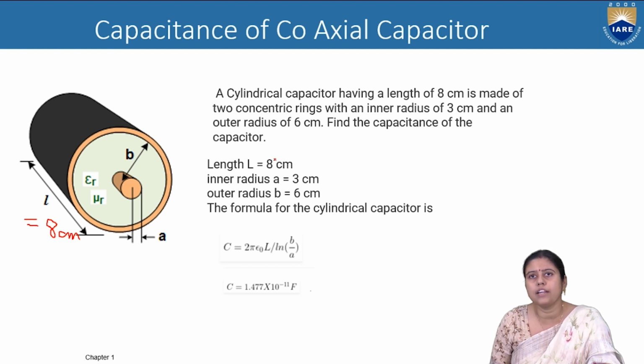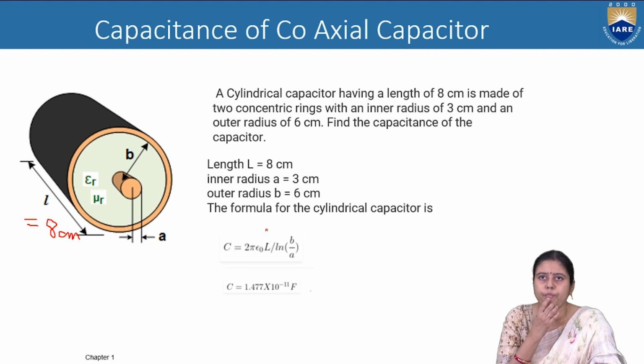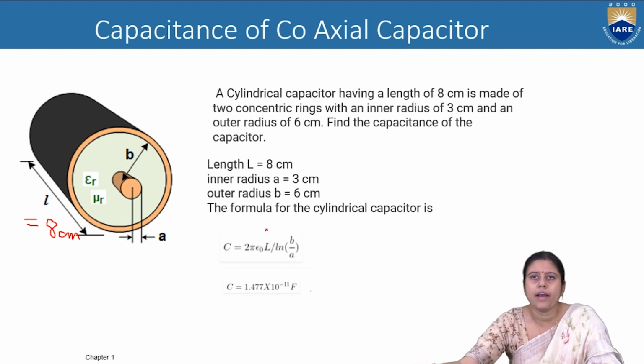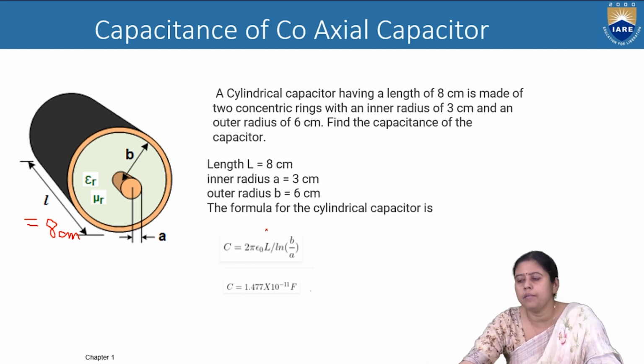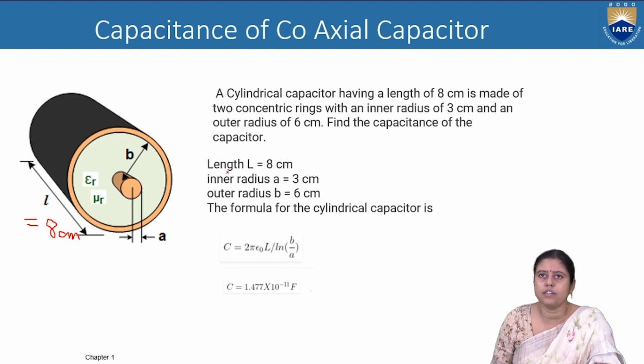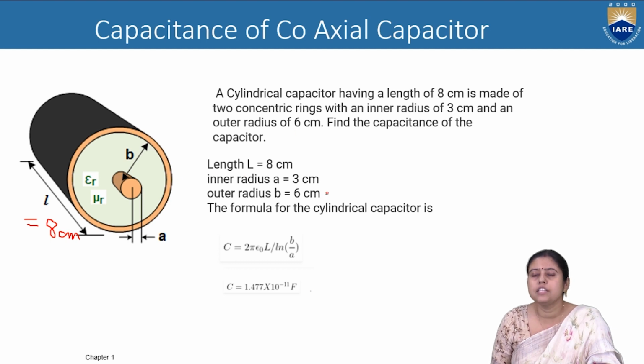What is the outer radius? Outer radius is 6 cm. And what is the formula? The formula is C equal to 2 pi epsilon naught L divided by ln B by A. So 2 pi epsilon naught means 8.854 into 10 to the power minus 12. What is B? B is the outer radius, which is 6 cm. What is the meaning of 6 cm? 0.06 meter.